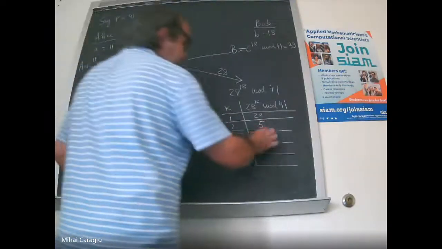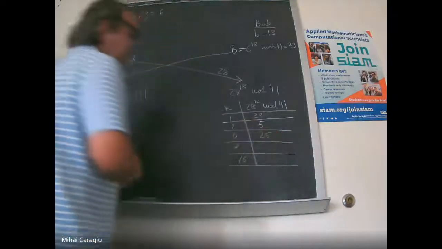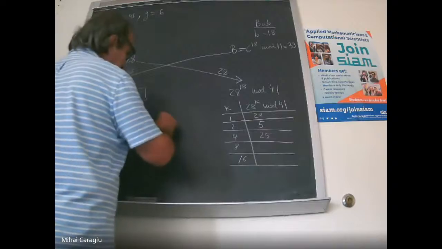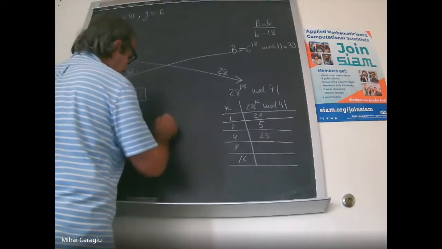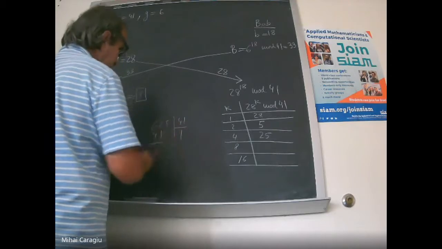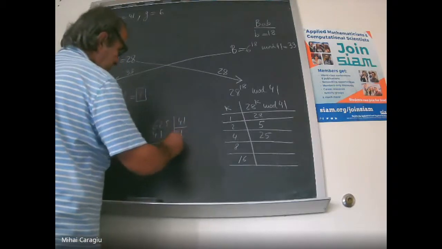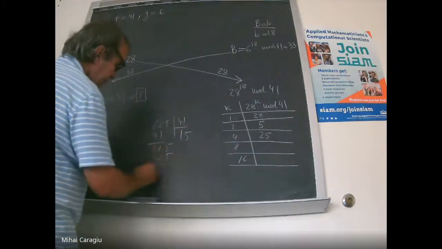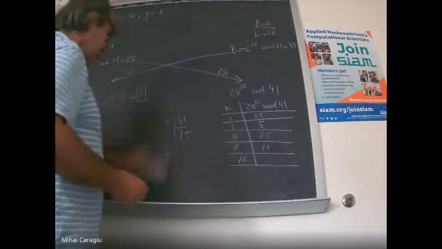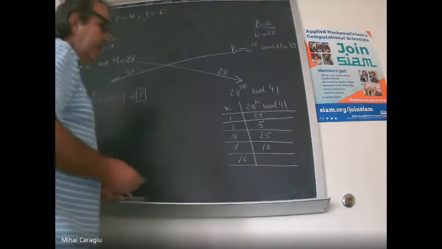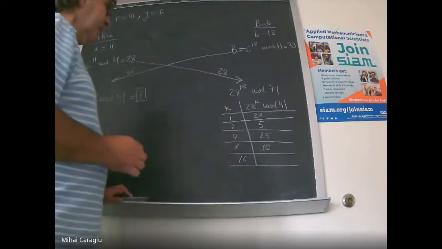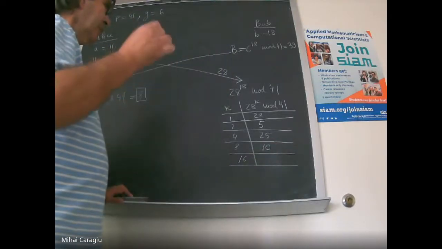5 squared, 25. 25 squared, we did it before, I don't recall exactly. So 625, 15 times 41 here, and then that will be a 10. And finally, 10 squared. 10 squared is 100, but mod 41 is 18.